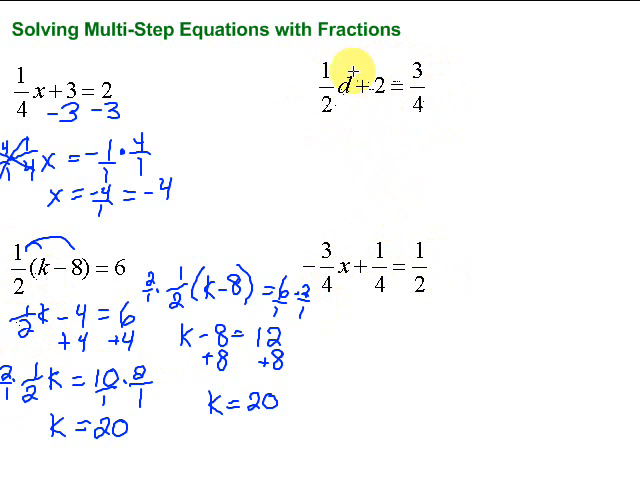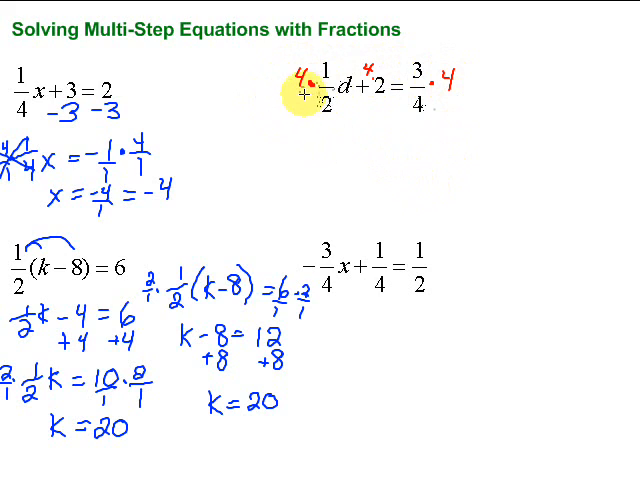To do that, we're going to multiply by the LCM of the denominators. So the least common multiple of the denominators, we have 2 and 4. Well, the least common multiple of 2 and 4 is 4. So what we're going to do is multiply each piece in the equation by 4. So multiply this by 4, multiply this by 4, and multiply this by 4.